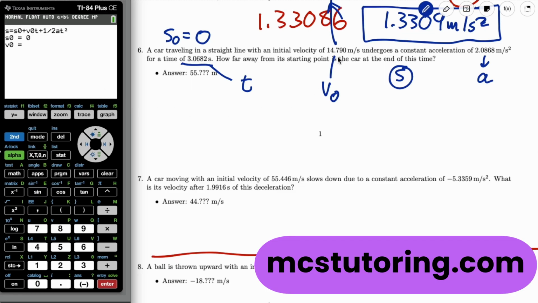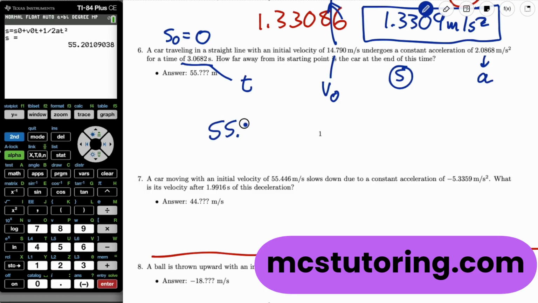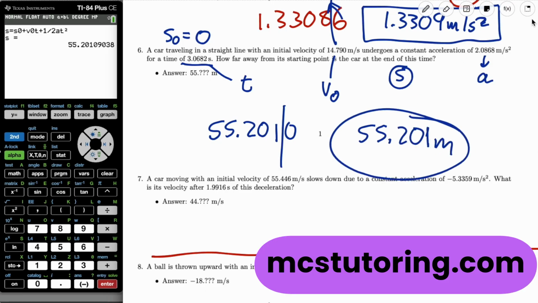But this one isn't. Initial velocity is 14.790. There we go. And then what's its acceleration? I think it's 2 point, and you want to be careful when you enter this. I'm one to talk. I need to take a lesson in being careful in math. Time, 3.0682. There we go. So we get 55.2010. We just want 3 decimal places, so we're cool. So it's going to be 55.201 meters. Okay, good.